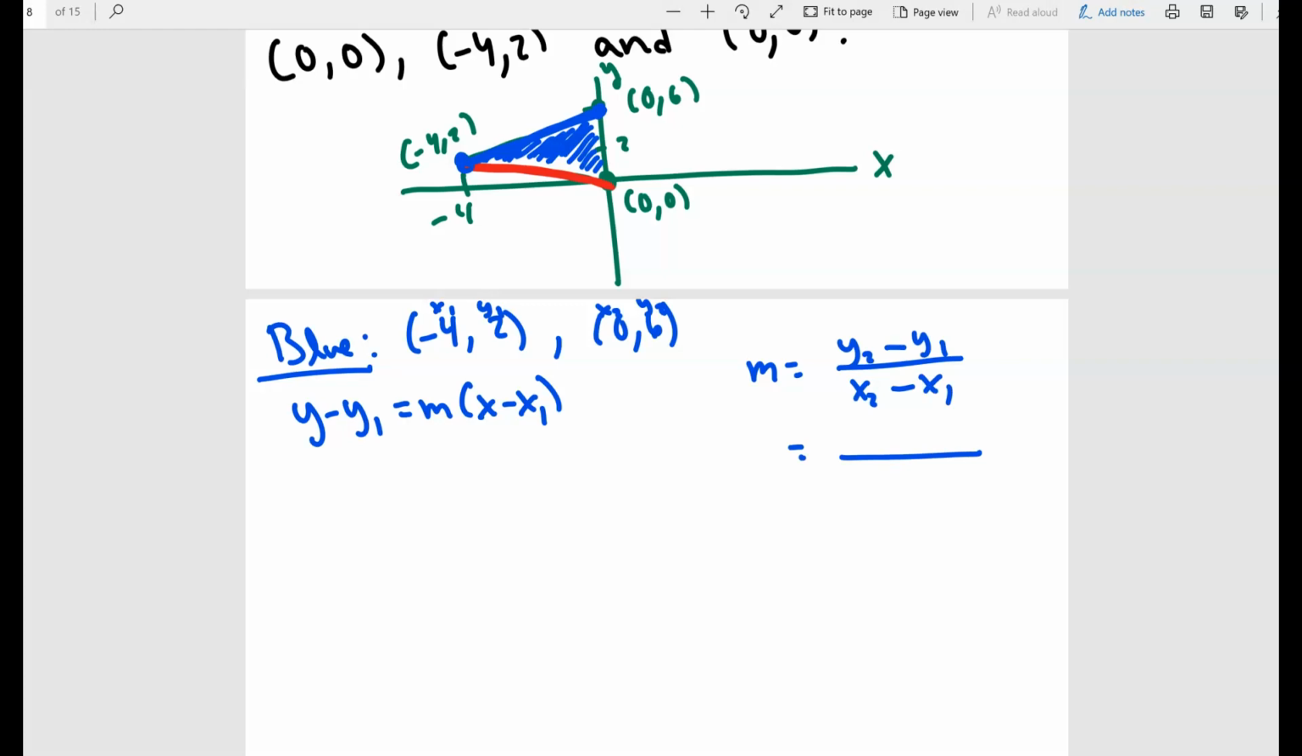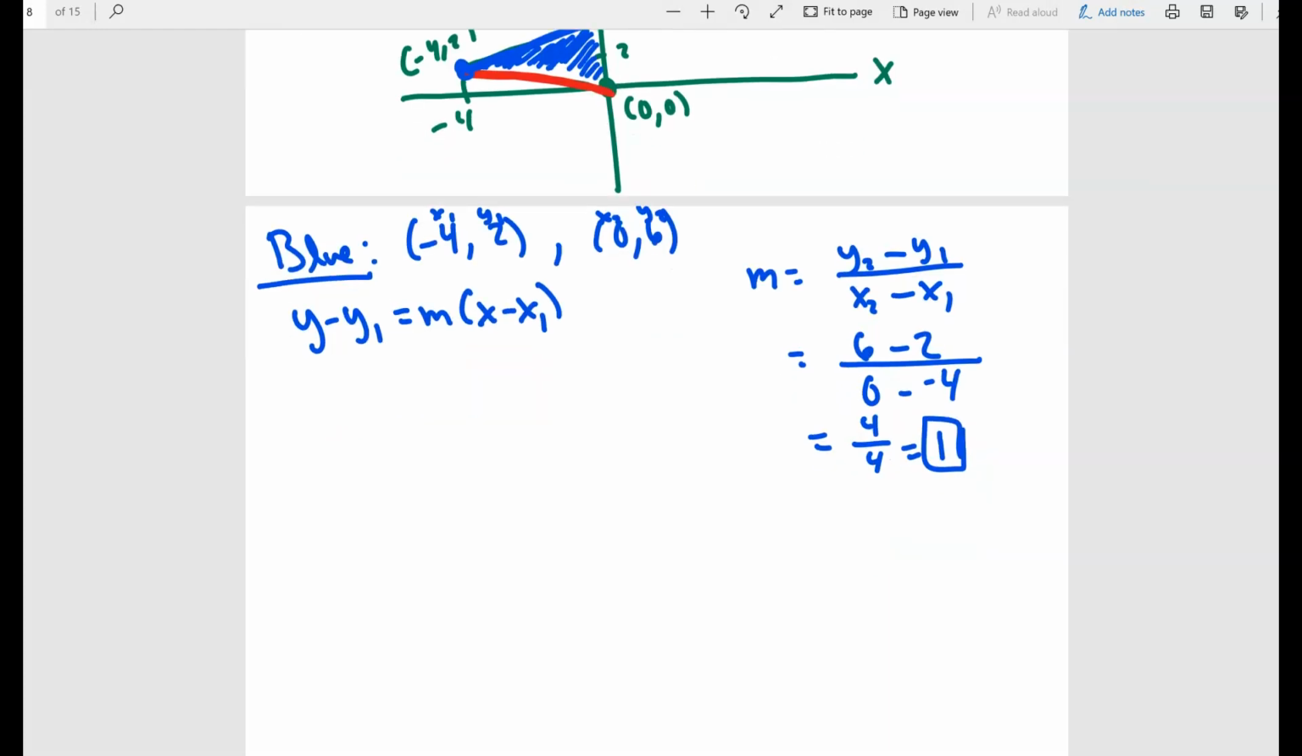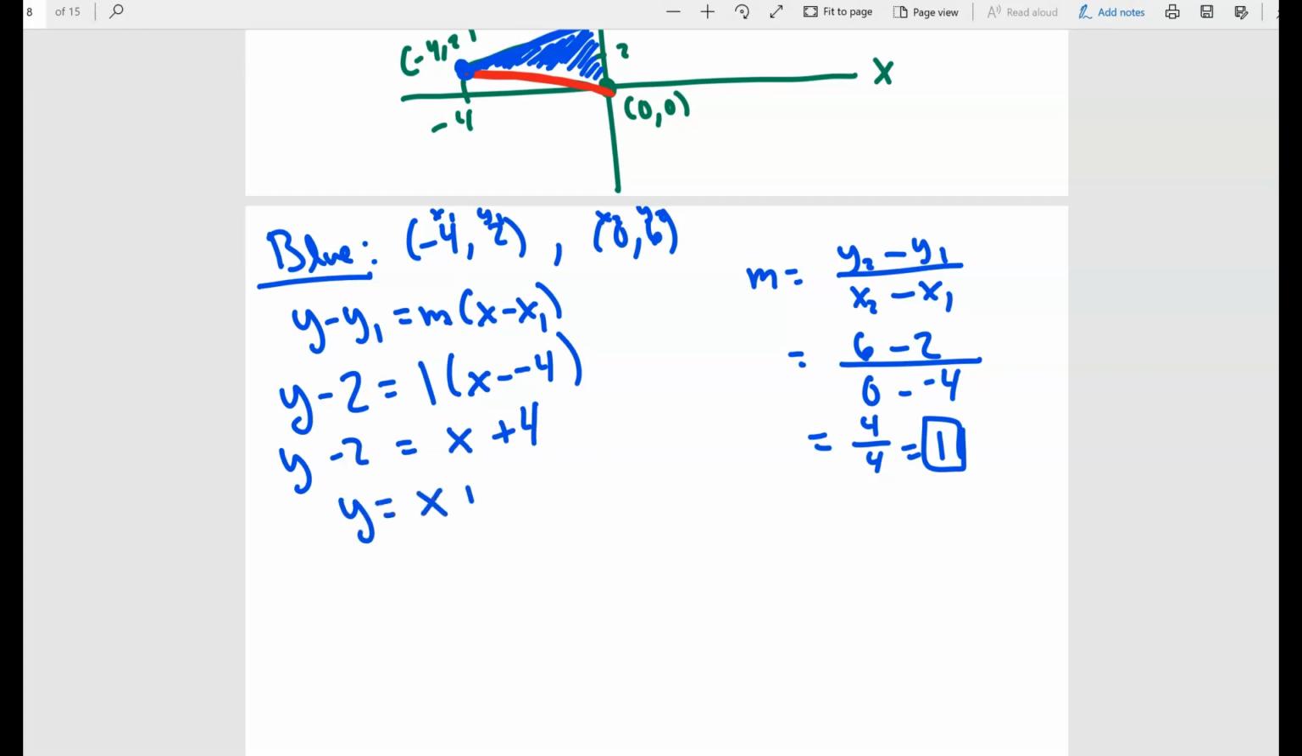Okay, so what is this going to give me? So y2 is 6 minus y1 which is 2. Then x2 is 0 minus x1, which is -4. Okay, so what I'm going to have is 4 over 4, which gives me 1. So the slope is 1. Okay, so now all we got to do is plug it in here. So I have y minus y1, in this case 2, equals m, which is 1, times x minus x1, which gives me -4. So I'm going to have y minus 2 equals x plus 4. I add the 2 over, y equals x plus 6.